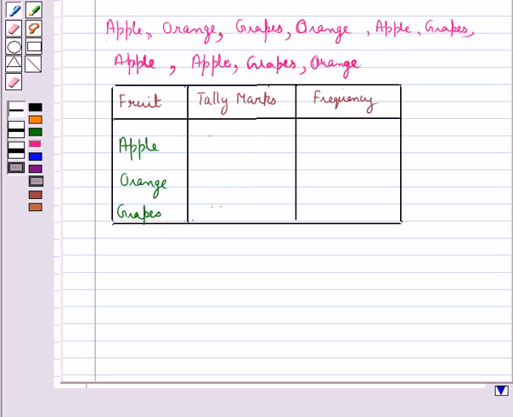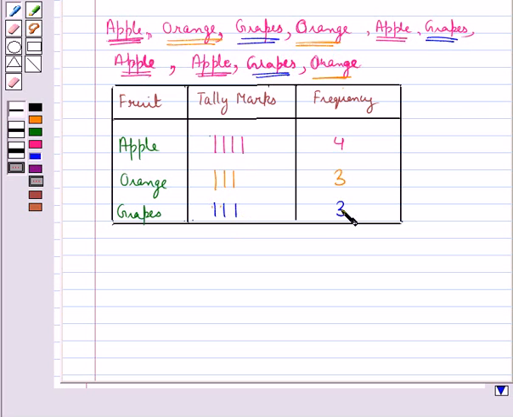The number of students who prefer eating apple, as you can see, are 4. So we would put 4 tally marks and the frequency is 4. Then the number of students who prefer eating orange are 3. So there would be 3 tally marks and the frequency is 3. And the number of students prefer eating grapes are 3. So there would be 3 tally marks and the frequency is 3. The number of tallies before each fruit gives the number of students who like eating that fruit.